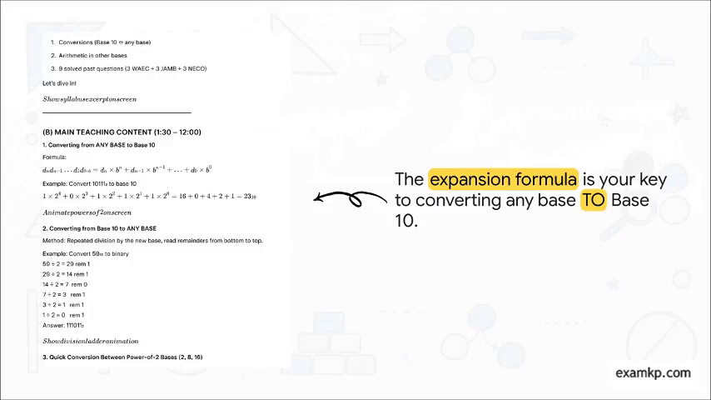This expansion formula you see on the screen is your universal tool for converting any number base into base 10. You see how it works? You take each digit, you multiply it by its base, and you raise it to a power, starting from power 0 on the right-hand side. This single method is the foundation that will solve countless exam questions for you, whether you're working with base 2, base 8, or even base 16.